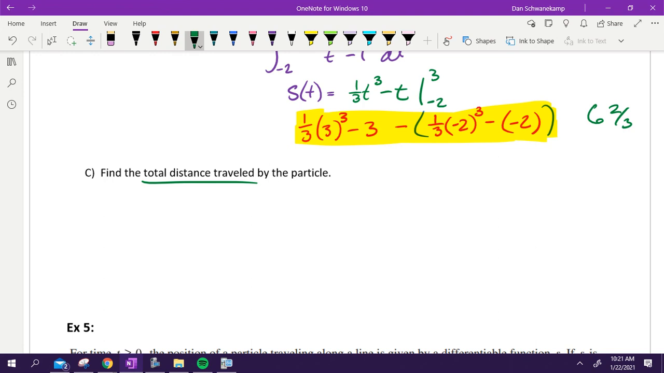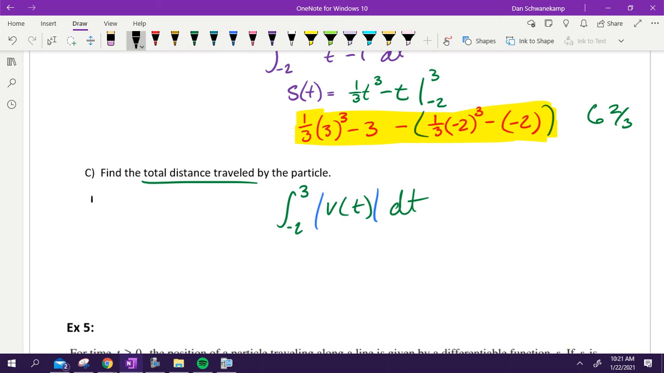Total distance traveled. What are we doing when you see the phrase total distance traveled? If I'm just setting this up, it is the absolute value of the integral from -2 to 3 of v of t dt. Absolute valued. That is total distance traveled. Because if velocity is positive, it's going to the right. If velocity is negative, it's going backwards. But I still want to count that velocity. Without a calculator, this is difficult.